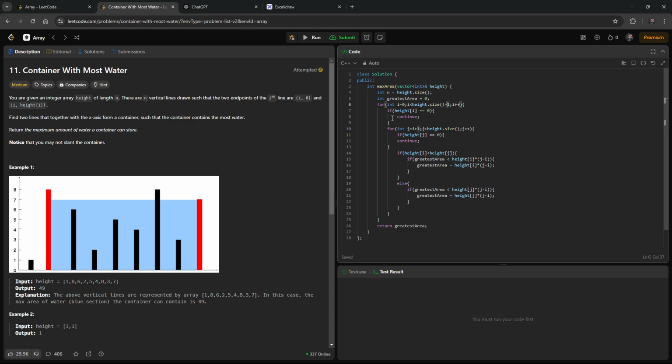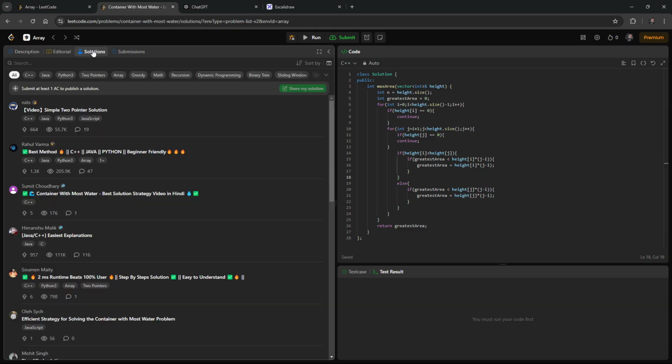In order to go through each possible combination, I need these two loops. And these two loops are the main reason for causing the time complexity. And I need these two, as I need to check this too. Okay, I will look at the solution.